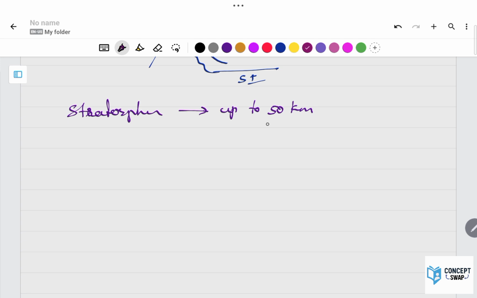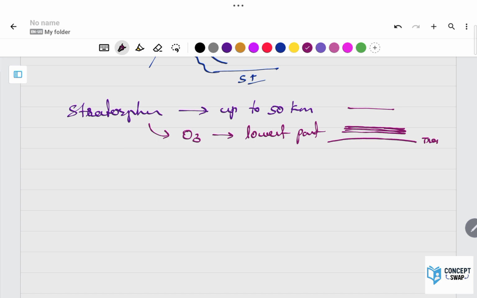Stratosphere. The stratosphere extends up to 50 kilometers. The ozone layer is present in the lowest part of the stratosphere. Below that is the tropopause, and this is the stratopause, the in-between layer. This is the O3 ozone layer. Temperatures are highest over the summer pole and lowest over the winter pole.